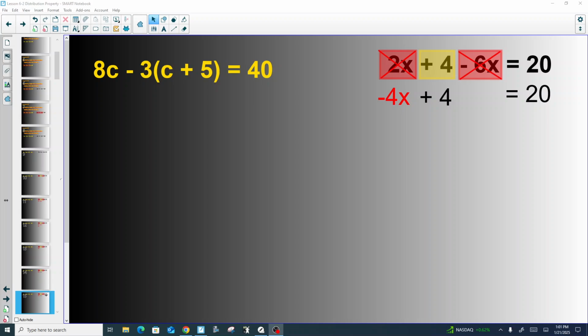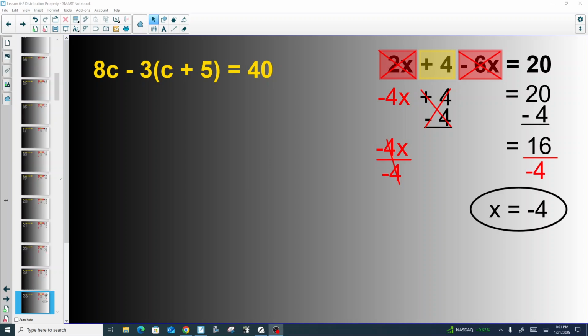Now, negative 4x plus 4, that's a two-step equation. So get rid of the add number first by doing the opposite to both sides. The negative 4x wasn't used, so we drop that straight down. The 4's are gone, and 20 minus 4 is 16. Since the negative 4 is multiplying, we need to turn around and divide. X, in this case, is negative 4.